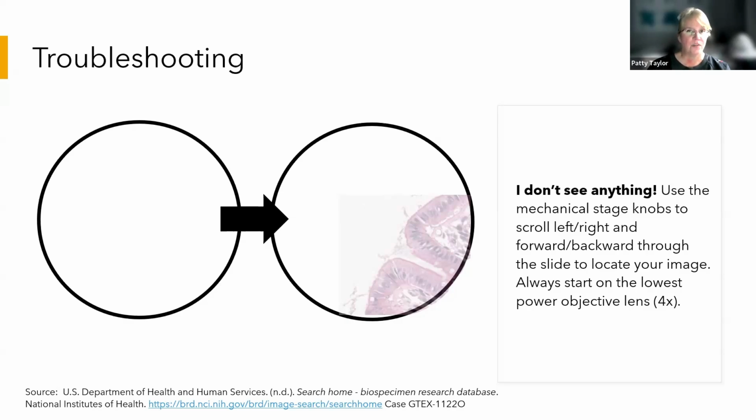Just a reminder to always start with the lowest power. Once you locate that specimen, you can then go up in power. Most microscopes are built to be parfocal. Once you've found the image at 4x, you will also have it at 10x and 40x.